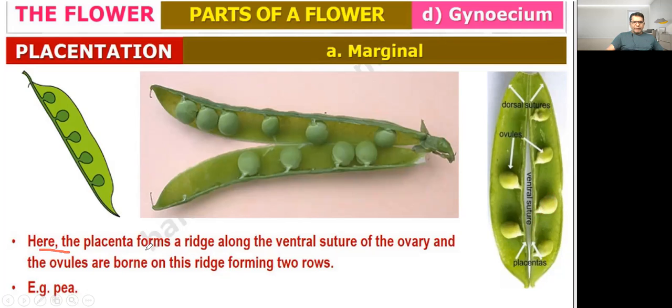So here the placenta forms a ridge along the ventral surface of the ovary, and the ovules are borne on this ridge forming two rows. The example of marginal placentation is the garden pea, that is Pisum sativum.